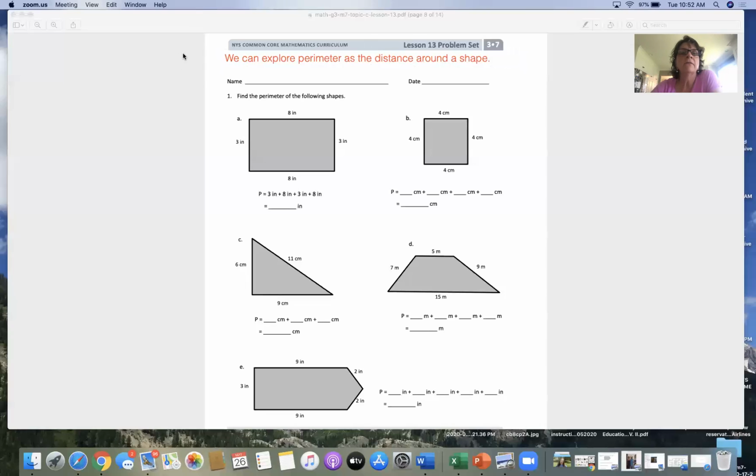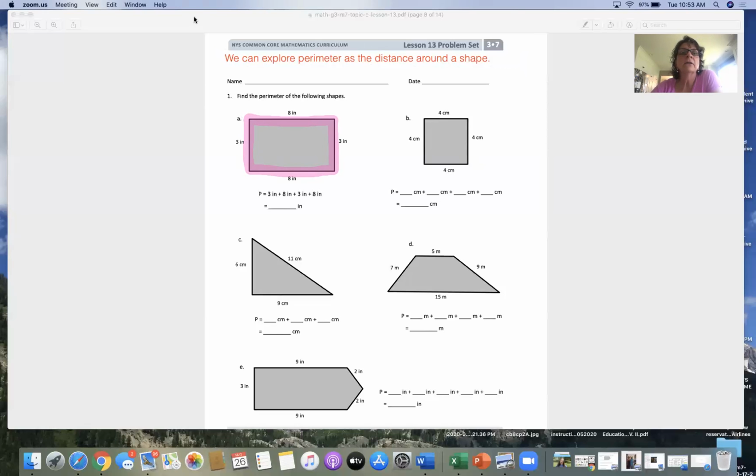I'm going to get my highlighter feature here, and I'm going to trace this with my highlighter. The distance around the first shape is what I'm tracing with my highlighter. You can trace it with your pencil. You can trace it with your finger. That is the perimeter of that shape.